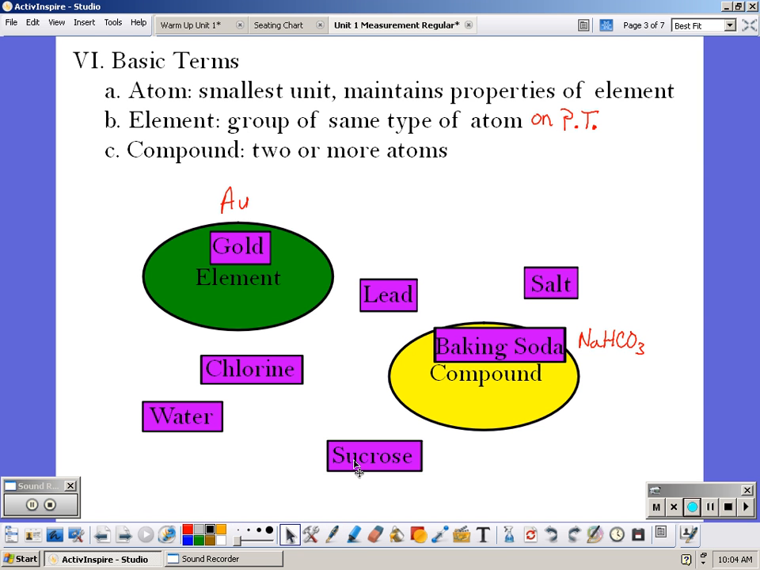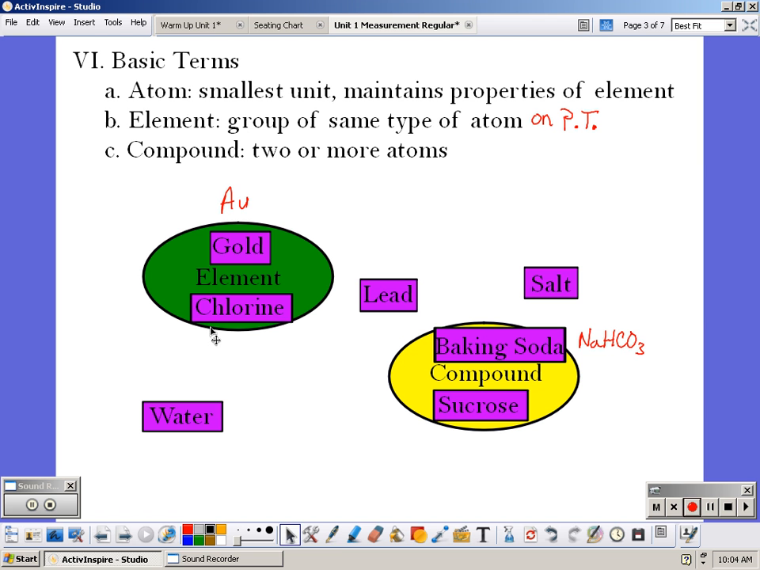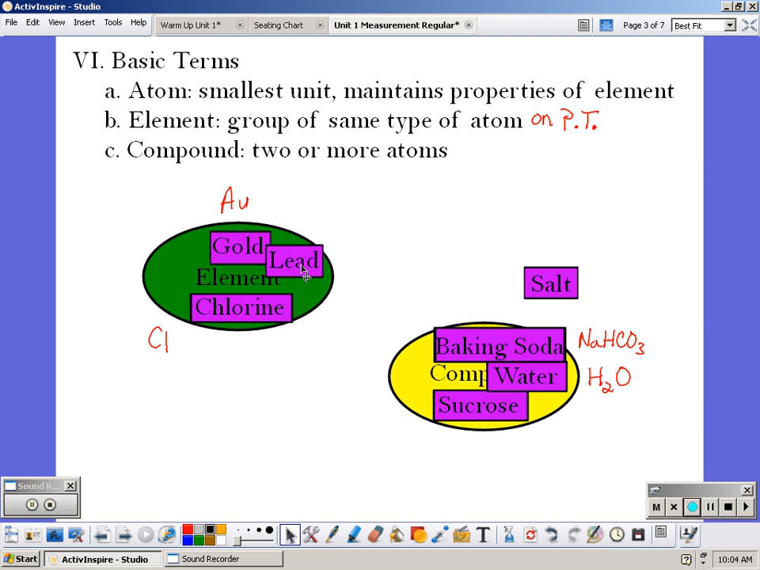Sucrose is a compound. Again, I would have the formula written for you. Chlorine is an element. Its symbol is Cl. Water is a compound. Its formula is H2O. So water is 2 hydrogens and an oxygen. Lead is an element. Its symbol is Pb. So sometimes the symbols make sense, sometimes they don't. So you really need to look for that word on the periodic table.